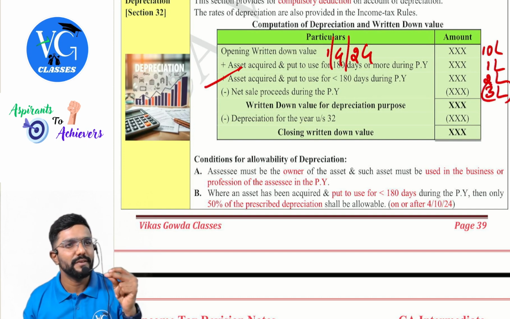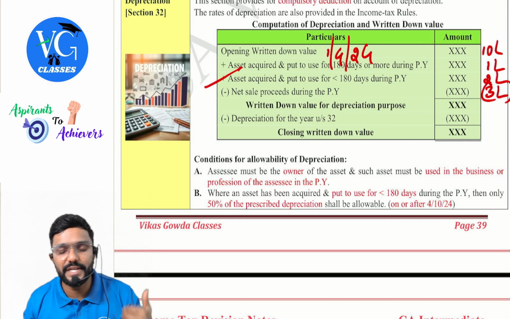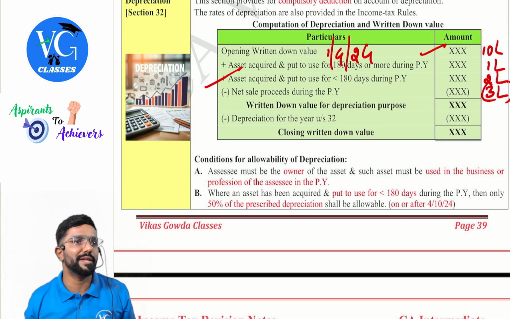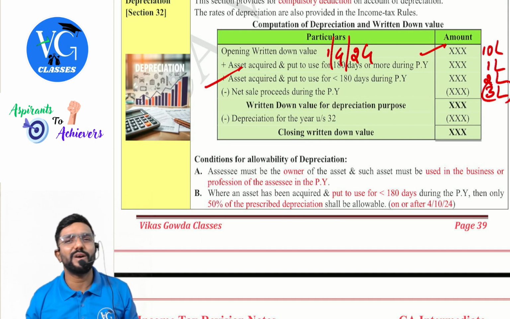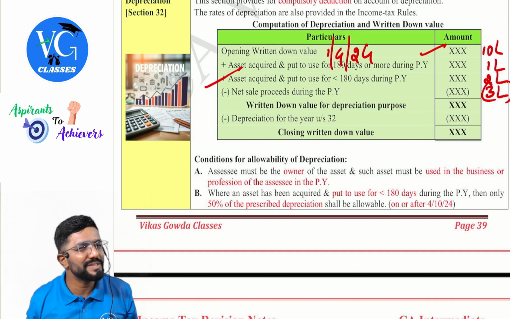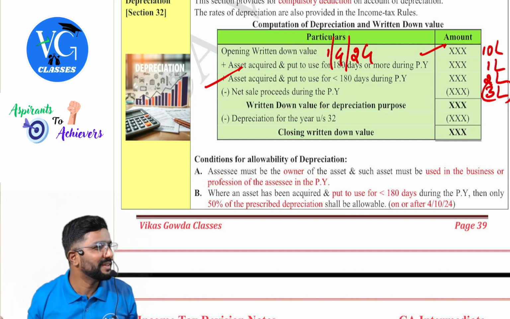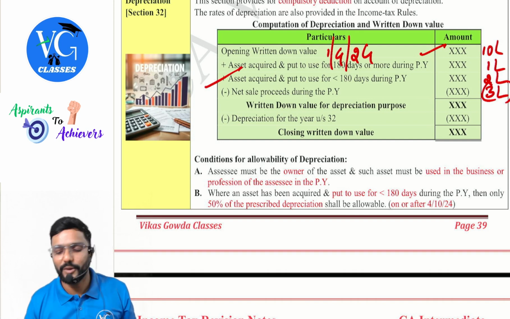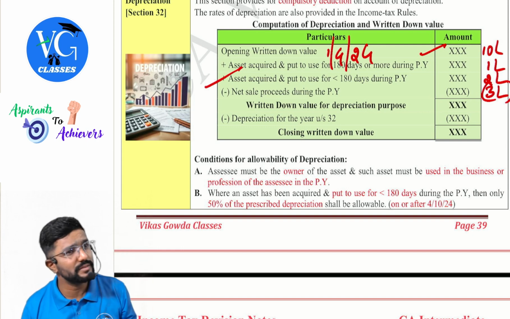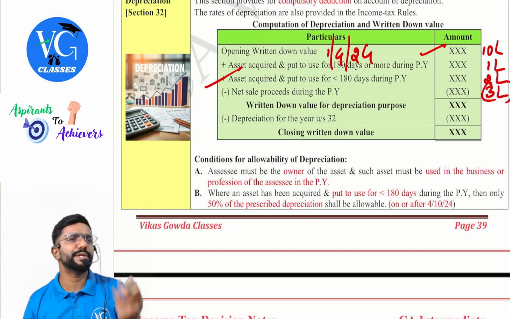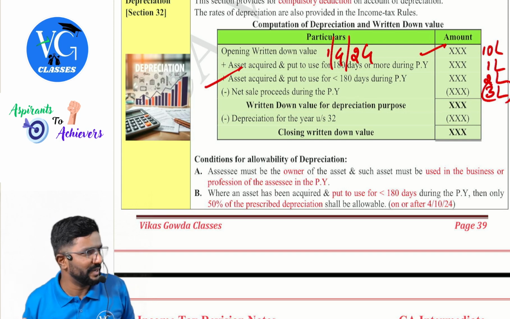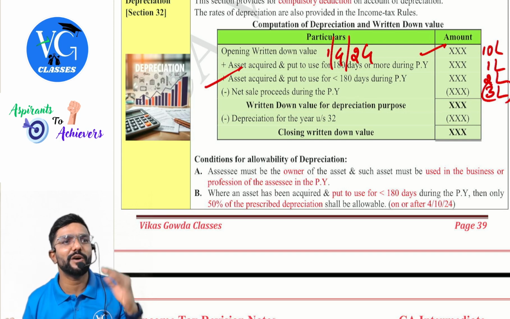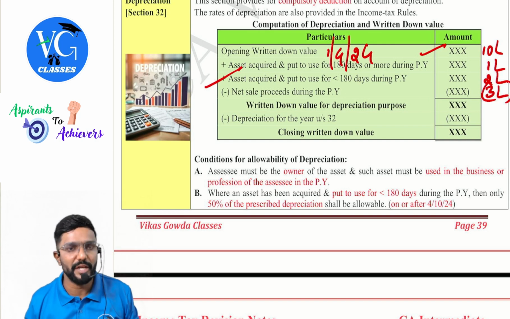I have sold the asset. When they are not told from where it is sold, always assume it is from opening WDV, because what I have purchased during the year, I will not normally sell it, guys. Why? I am not in the business of selling fixed assets here. I am in the business of selling goods. But rarely can it happen? Yes. For example, sir, I purchased it, used it for 2-3 months, I was not comfortable, so I sold it. It can happen. But if the question is silent, please assume always the sale is from opening WDV.